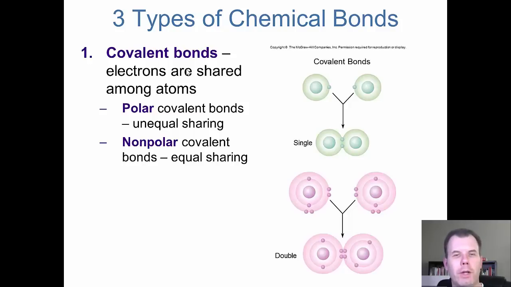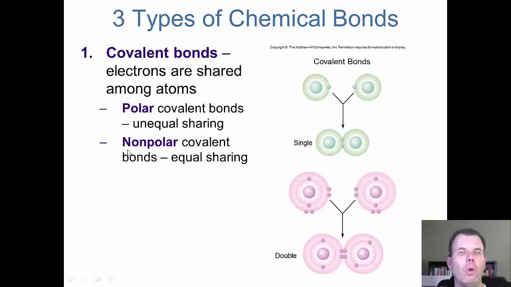These guys are going to share to make really strong bonds. When you share, you make really nice strong bonds. And so these are going to be the strongest of all the bonds here. And most molecules are going to be covalently bonded together. Okay, so when we think of molecules, 2 atoms coming together, they're going to share their electrons and be covalently bonded. Okay, we have actually 2 types.